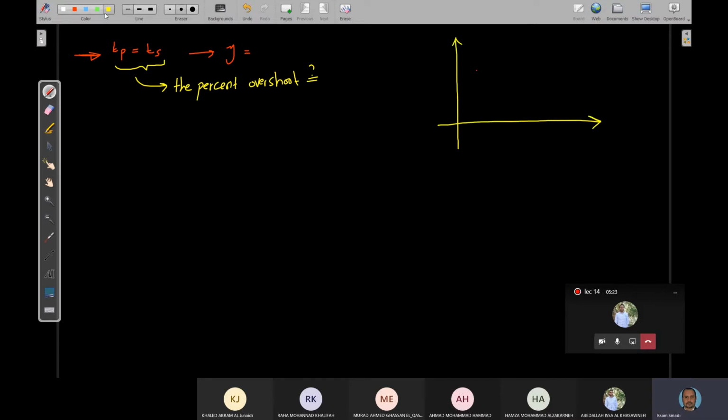Simply, what I mean, if I have a unit step response, and for sure the system has a peak, let's assume this is the scenario, and it happened to be this one here, that this one is the 2% criterion. So here is the TS, and at the same time, this is the TP, which equal to the TS. So in this case, the percent overshoot will equal to what?